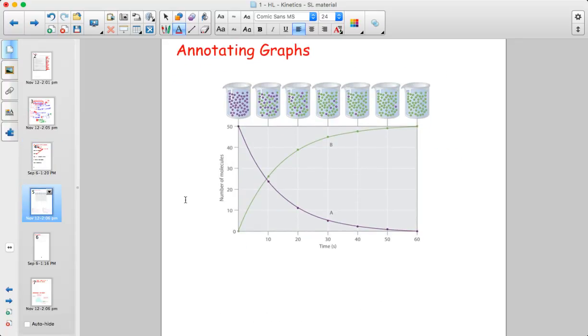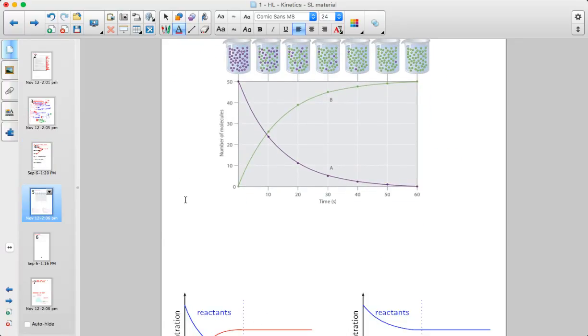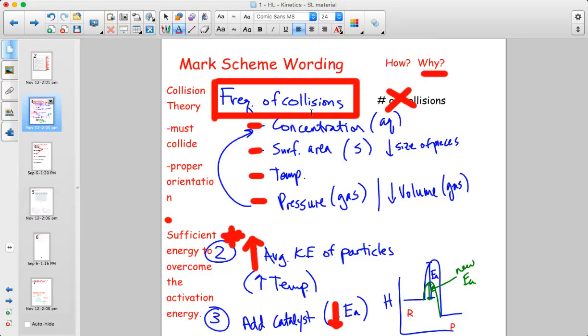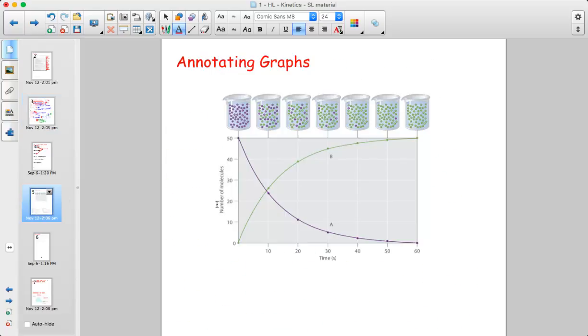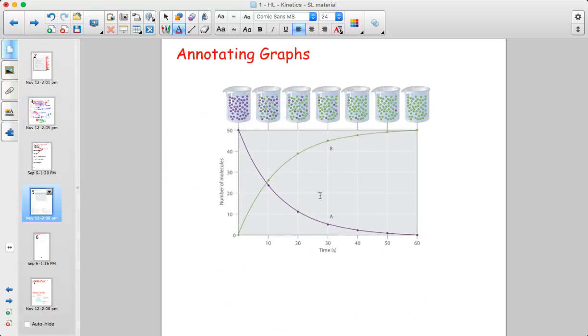So a key thing to remember about reaction rates. The rate is fastest at the beginning, because that's when you have the most concentration of any of the reactants. They're always highest at the start. As soon as they start reacting, concentration starts to decrease, and for this reason, the frequency of collisions goes down and down as the reaction proceeds. So reactions start off fastest, and then they get slower and slower.